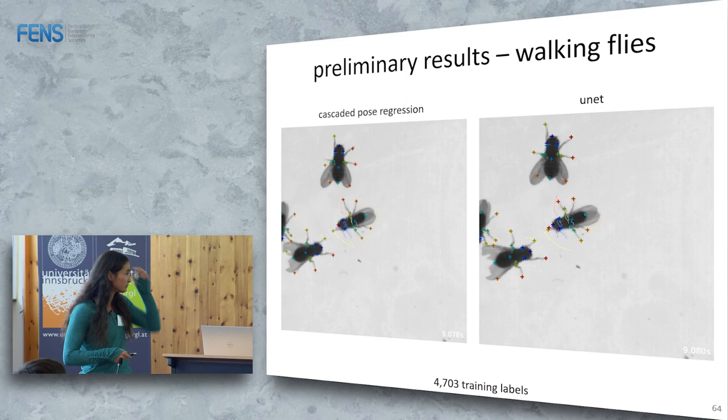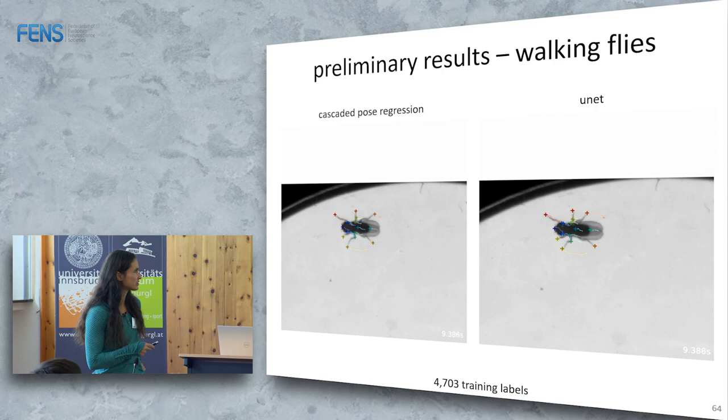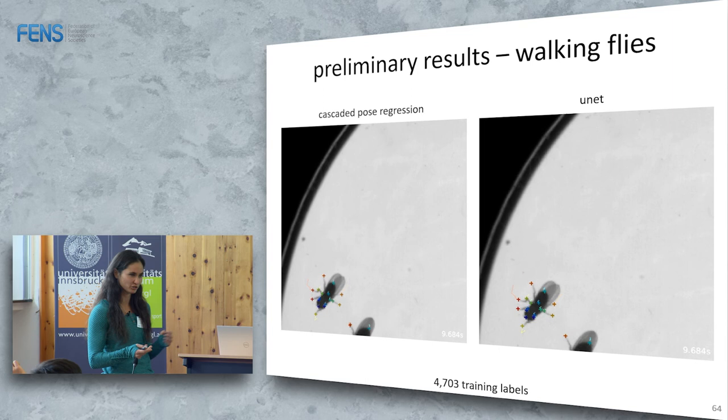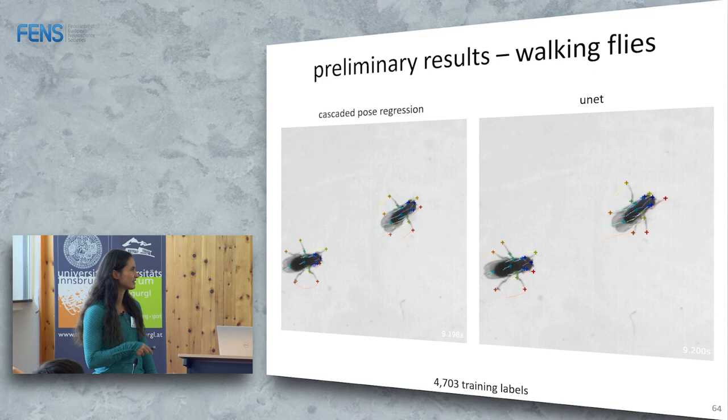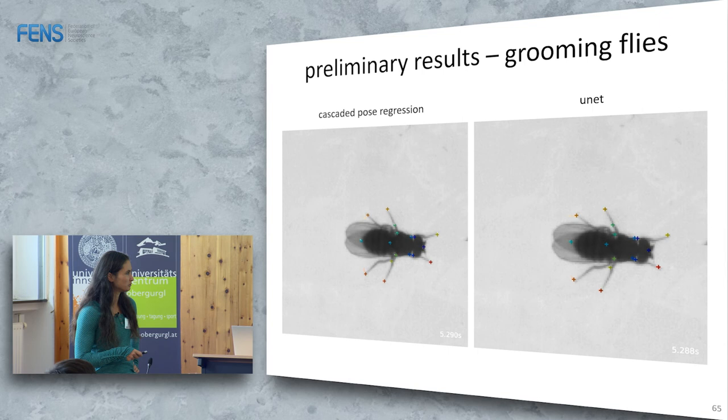And here are just some preliminary results. This is tracking these 17 points on the fly body. This is the old school machine learning approach called cascaded pose regression. This is the UNet-based approach. When flies are walking, this is an easier problem to solve because you don't have occlusions, like the fly leg underneath the body of the fly. I would say that these approaches look pretty similar in this case. If you look at flies that are grooming, that's where I think we see the differences in the two approaches. In this case, the two front legs will cross in front of each other, and it's pretty hard to tell which one is which.